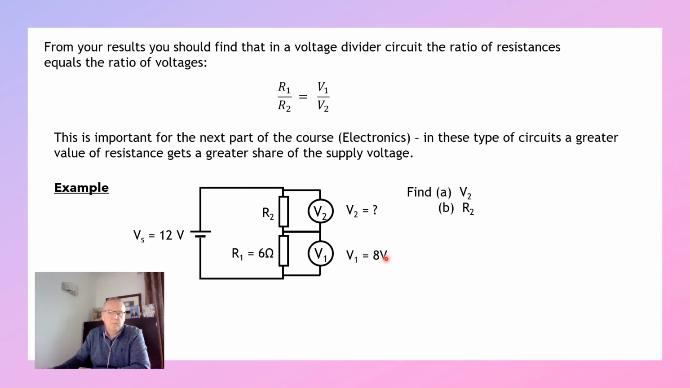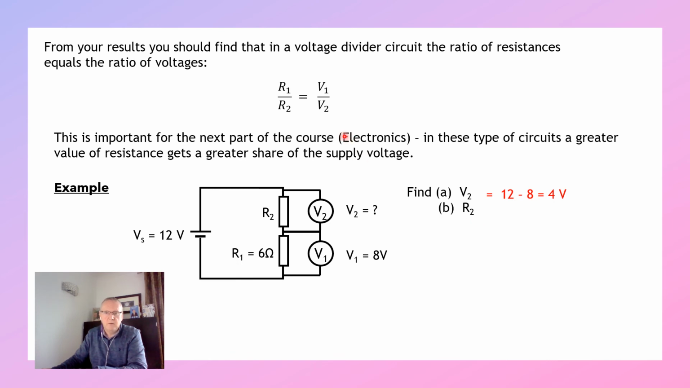So V2, you should hopefully recognize that V1 plus V2 adds up to give you 12. So basically, V2 must be 4 volts. So that's quite straightforward, hopefully. You should get that one.